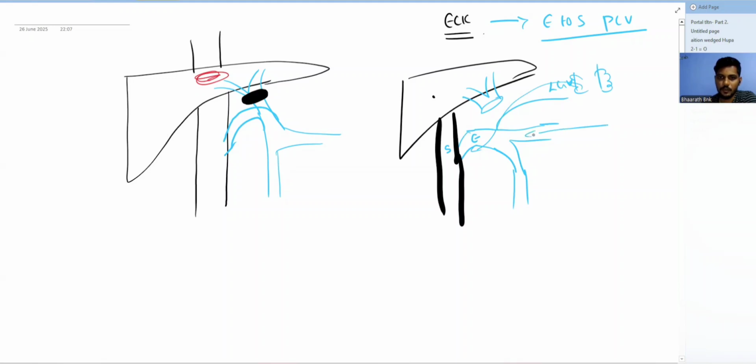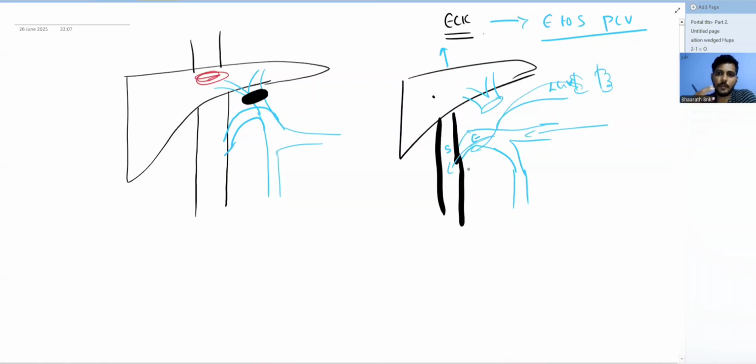From here, it will go into the splenic vein. It will flow back into the portal vein. From the portal vein, it will directly enter into the inferior vena cava, and it goes upwards. So this was diverted. Because of this diversion, all the varices were decompressed, and ascites was also taken care of.